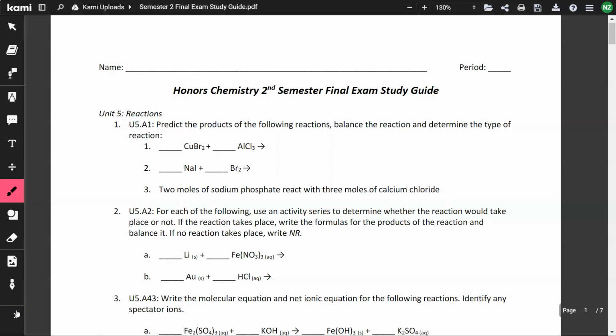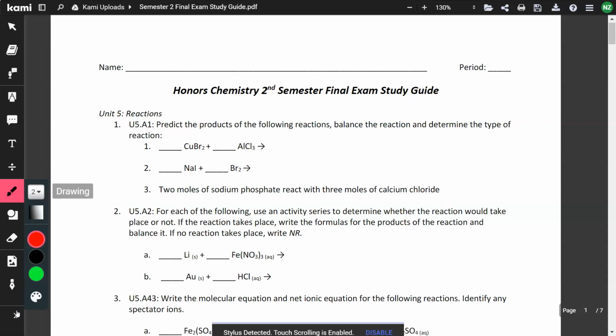All right, in this video, we're going to go through the entire Semester 2 study guide. So we're going to start with Unit 5, which covered reactions. So first question says, predict the products of the following reactions, balance the reaction, and determine the type of reaction.